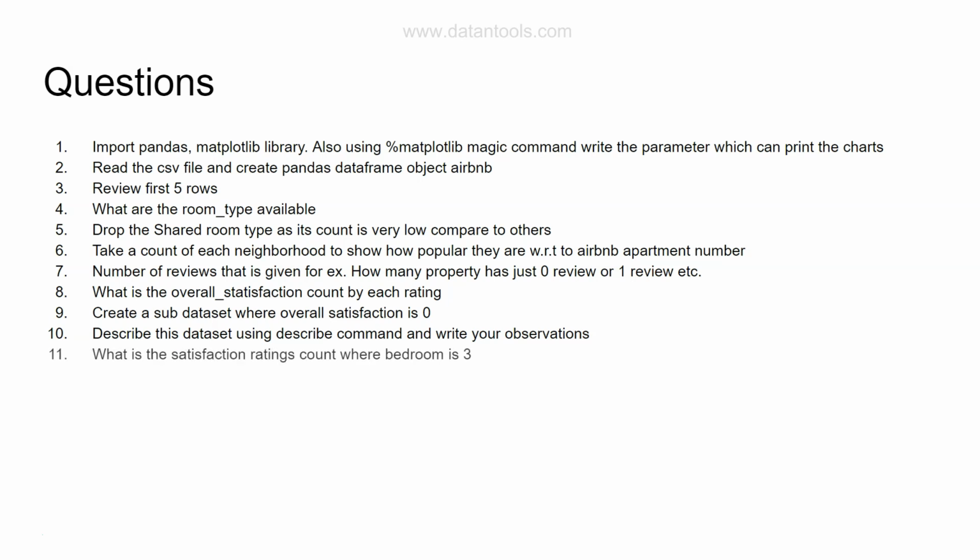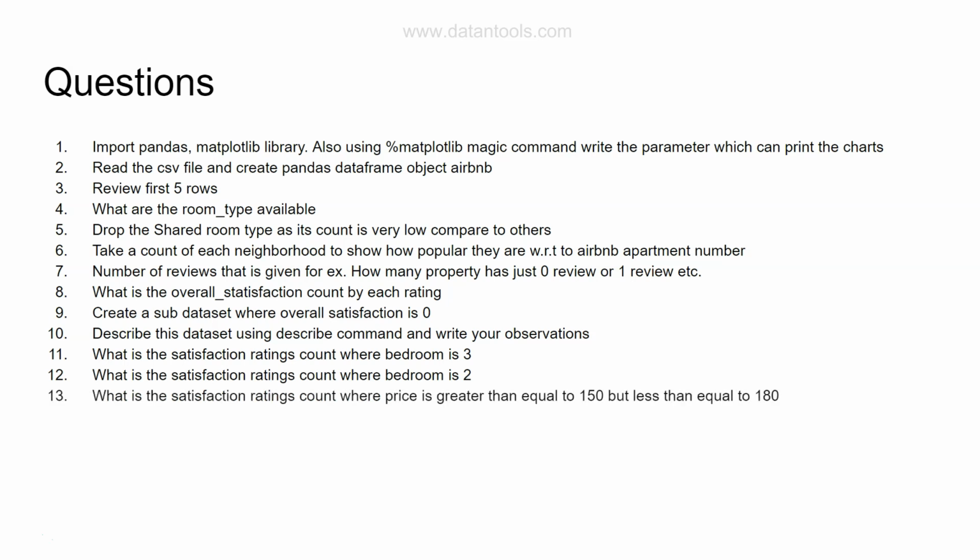Then what is the satisfaction ratings, where bedroom is 3. So again, we are becoming very specific. As you can see, we only want to know the satisfaction ratings where the bedroom is 3. And similarly, what is the satisfaction ratings count when the bedroom is 2? What is the satisfaction ratings count where price is greater than 150 but less than 180? So now a next level of complexity, that we want a range of 150 and 180 price, and then we want to know what are the satisfaction ratings in that.